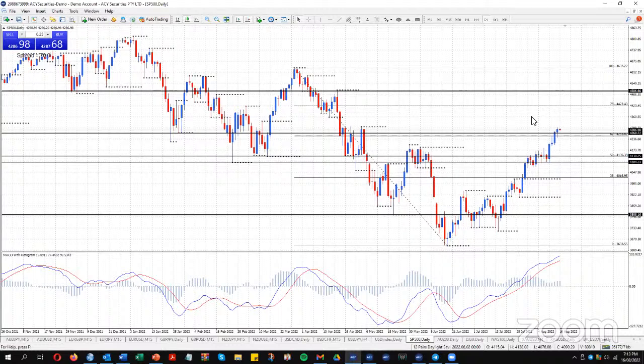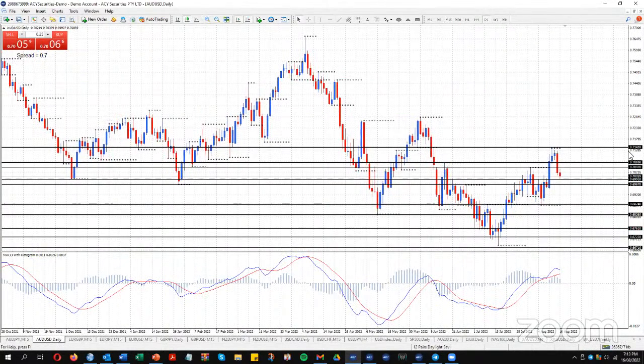So even though we're starting to see a bit of US dollar strength, we're not seeing any stock market weakness just yet. But it is in an area where we could expect weakness to start to come in. All right, let's get into the Aussie dollar.